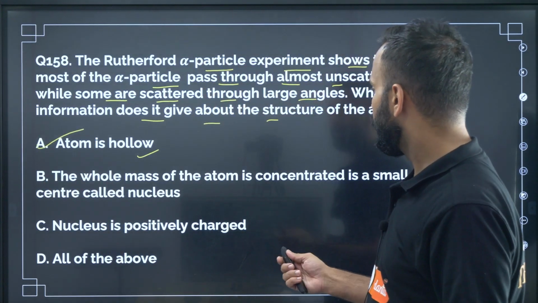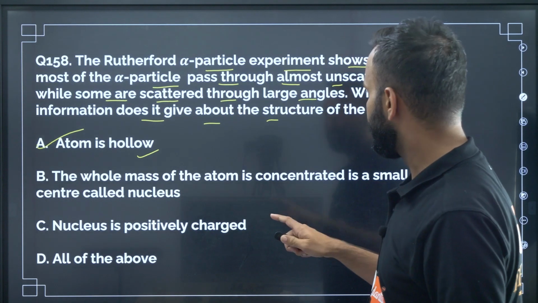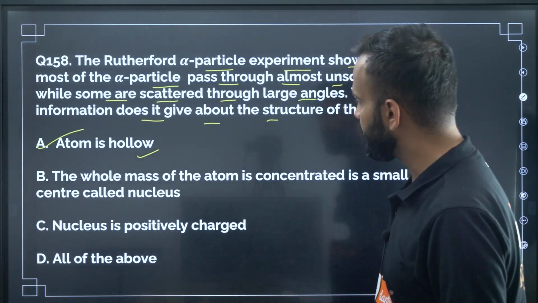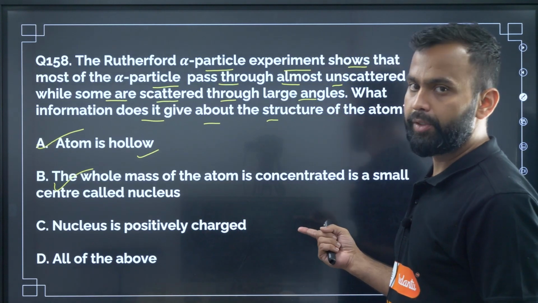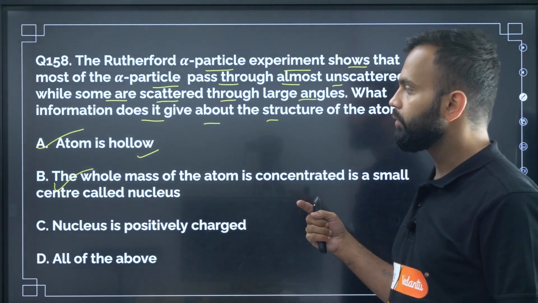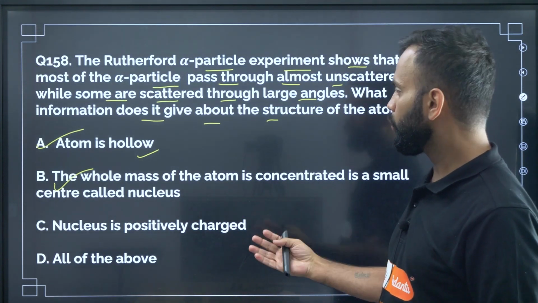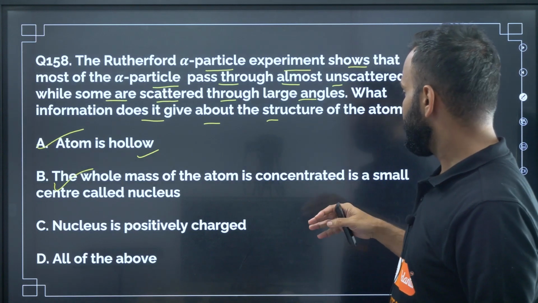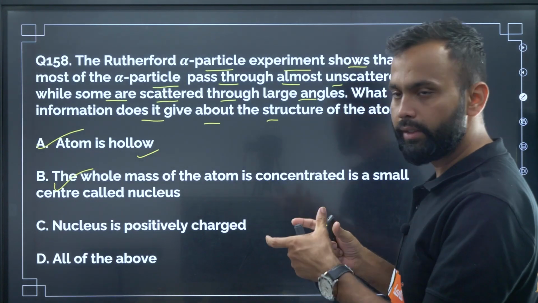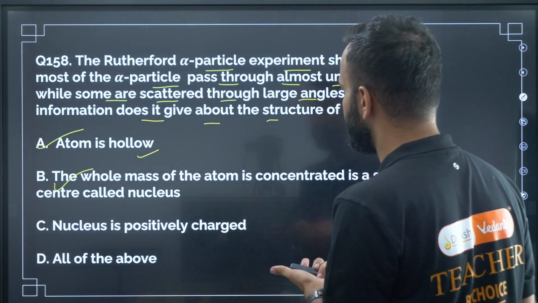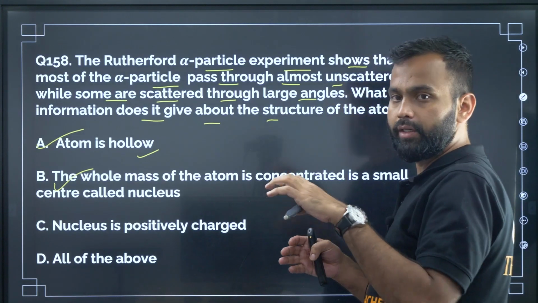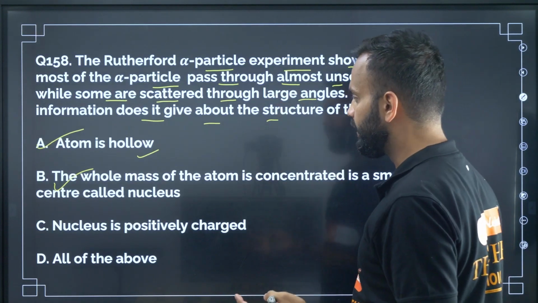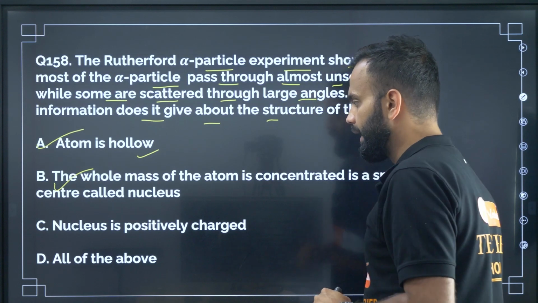Option B, the whole mass of the atom is concentrated in a small center called the nucleus. Correct, right? From Rutherford's gold foil experiment only, we got to know that the mass of the atom is concentrated in a small center called the nucleus. Why? Because some of the alpha particles got scattered. So option B is correct.